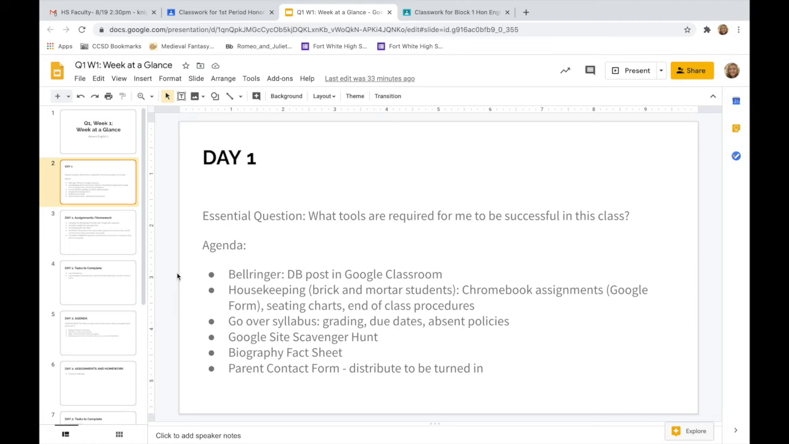So you will see day one, our essential question. This is the stuff that will be written up on the board if you are actually physically in class. If you're doing Columbia homeroom, this is just your walkthrough for what we did in class that day, if you weren't able to either watch the lesson or you had to be absent for some reason. So this is for everyone.